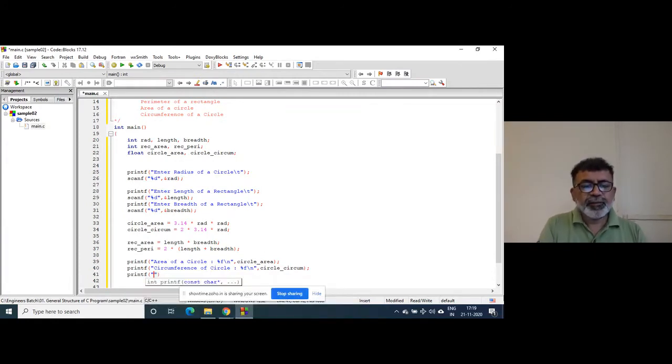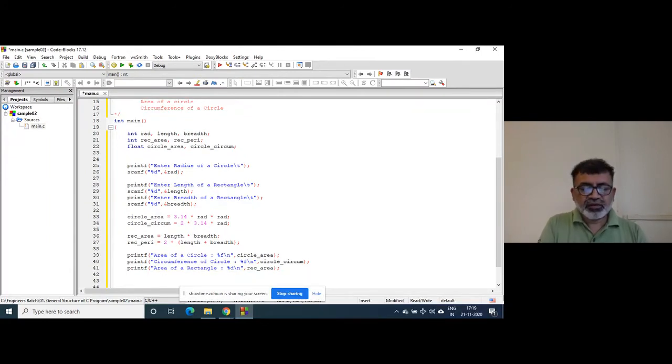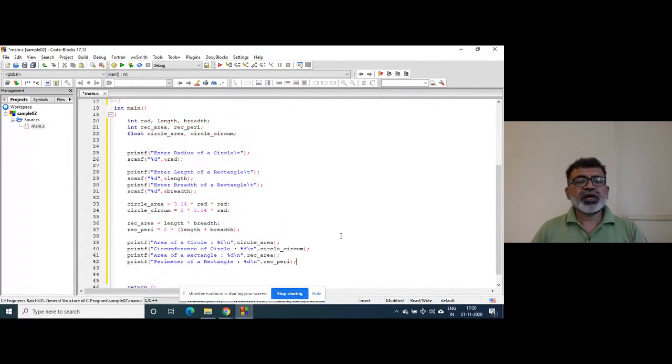Printf area of rectangle percent, there should be d, right? And rec area. Printf perimeter percent d slash n, and rec peri, right? So see how the program looks neat and clean. Whoever reads this should be able to understand that.